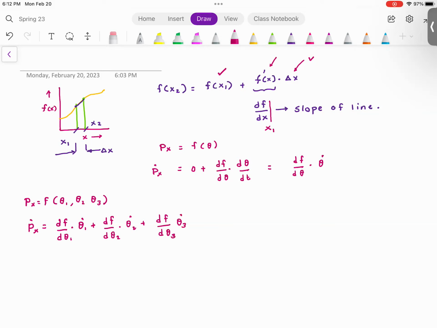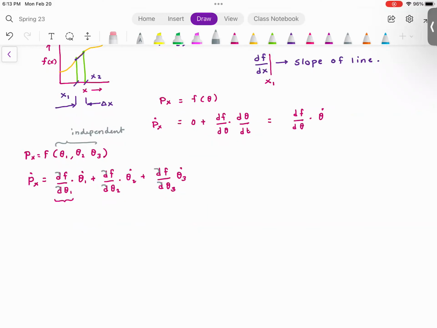Now, what does this mean? It means this is the change with respect to the variable theta 1, and theta 1 dot is the change in the variable itself. So imagine instead of a straight line, you have a surface and you are trying to find out the slope in three different directions. Please understand, since there are three independent variables, you can't take a full derivative. It needs to be the partial derivative. The partial derivative means that when we perform this derivative, all other independent variables are treated as constant. Everyone understood this?